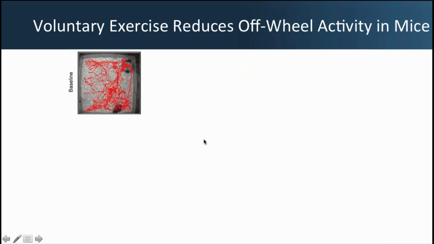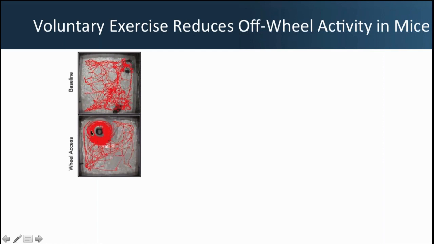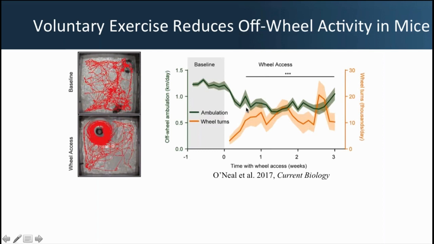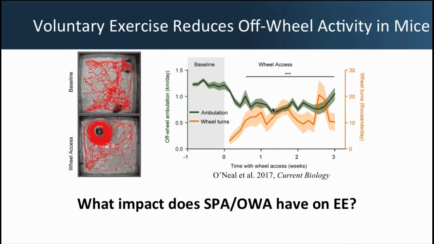This is a pretty recent paper from Alexei Kravitz's group at NIH. What they did was they just took a camera and viewed a mouse's movement around its cage without a wheel and then with a wheel. So this is at baseline without a wheel. And when you give mice access to a running wheel, obviously they use the running wheel a lot, but then they also move around their cage less. When you quantify this, you see a significant drop in off-wheel activity when mice have access to a wheel. And so the question then becomes, what impact does this have on energy expenditure?